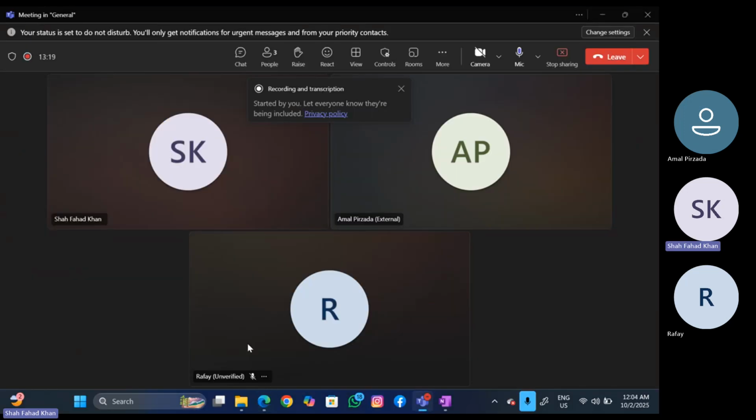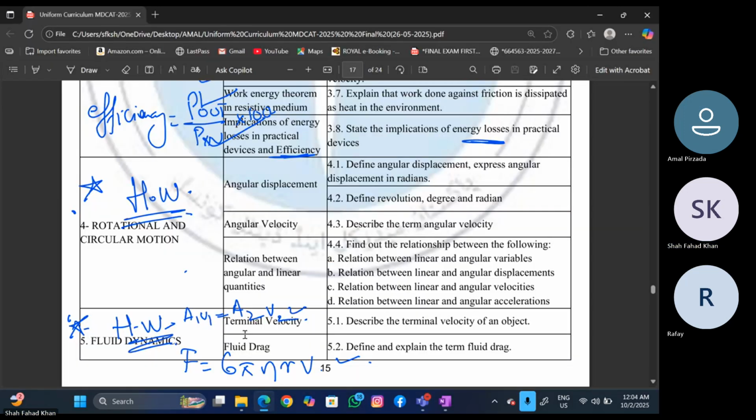Then moving on, angular displacement, revolution, degree, and radian, done, right? Angular displacement expressed in radians, done. Angular velocity also done, omega equals 2 pi f. Now the relationship between linear and angular displacements, done. Linear and angular velocities, done. Linear and angular accelerations, done.